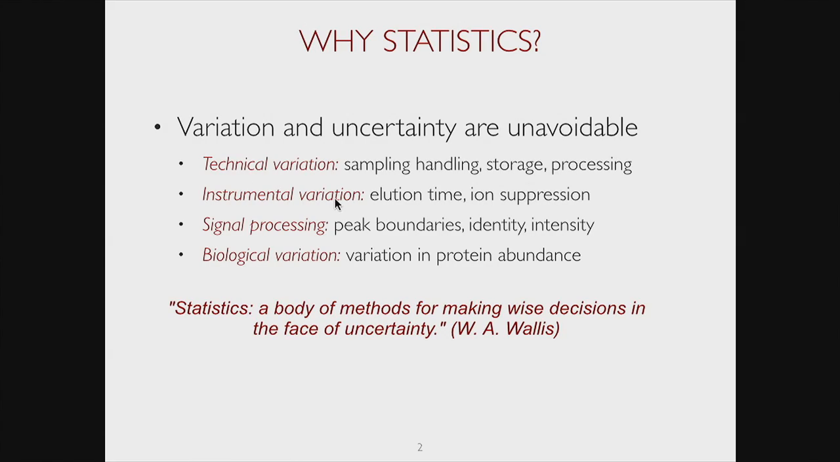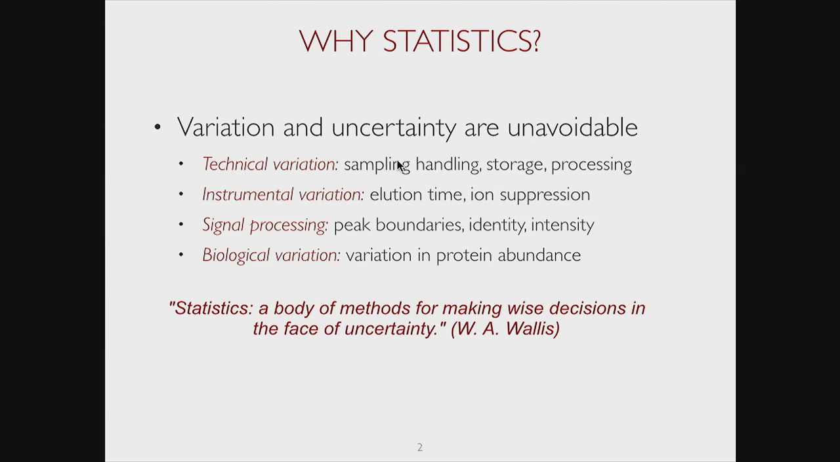There's also instrumental variation. Elution time, ion suppression, all of these things can affect the peaks and the quantitative readouts that we have from these peaks. Computational signal processing, peak boundaries, identity, intensity of the peaks, all of these things can also be either variable or not quite clear: how to find the peak, how to integrate the peak. And so these are all the technical things.